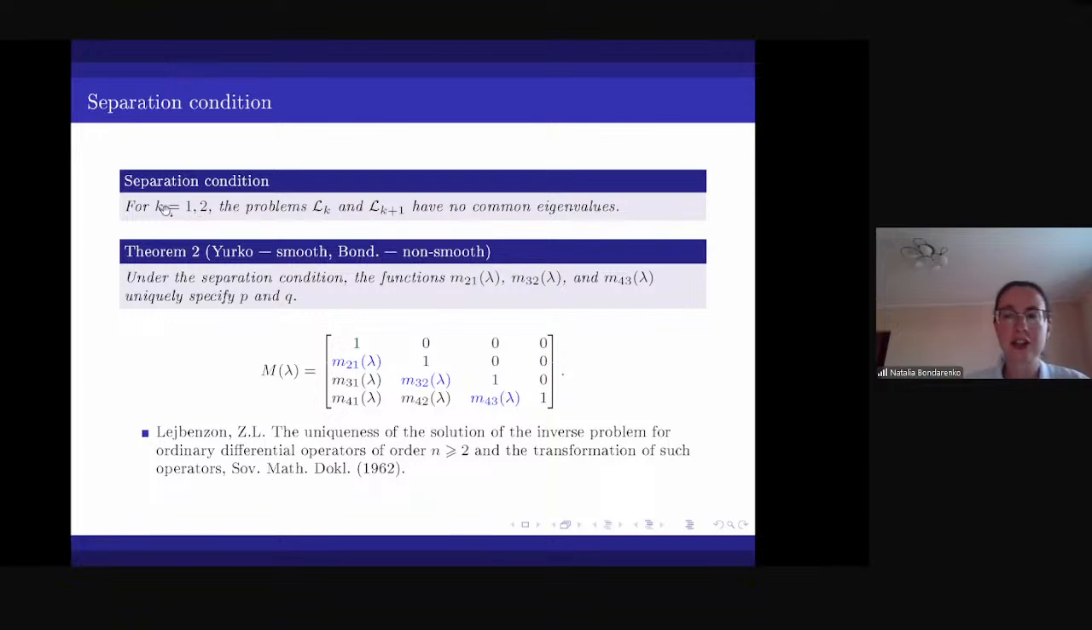As far as I know, the separation condition for the first time appeared in the papers by Leibenzon, but Leibenzon had more restrictions. He also assumed that the eigenvalues of these problems are simple, but if they are not necessarily simple and the separation condition holds, this uniqueness theorem was proved by Yurko for the smooth coefficients and in my papers for the non-smooth case. Actually, the proof is the same.